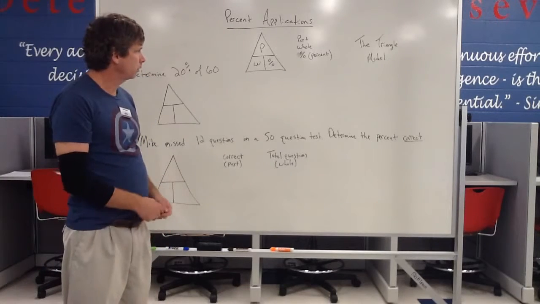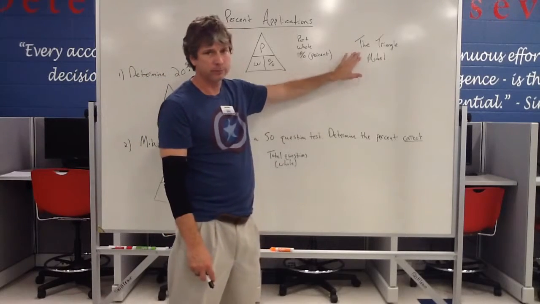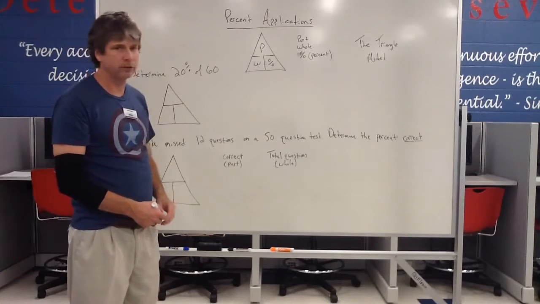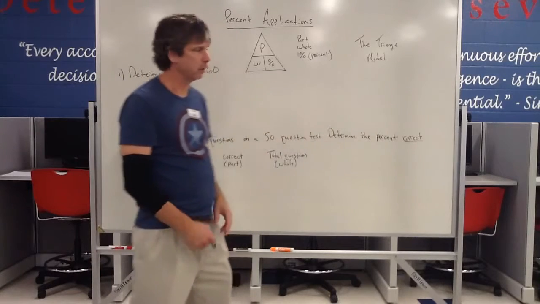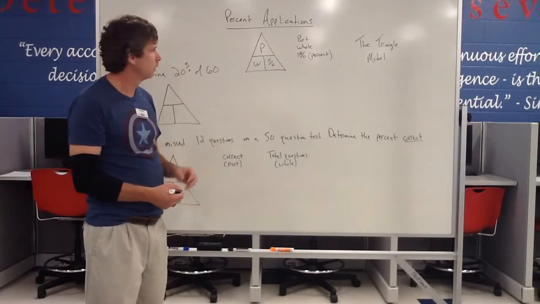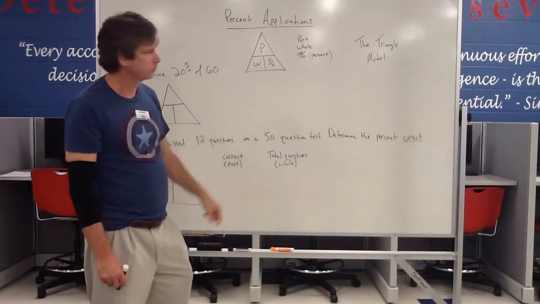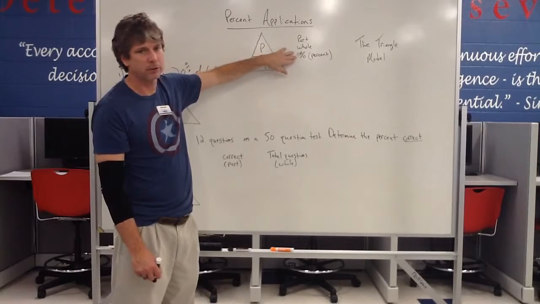What I want to do is use an organizer, what's called the triangle model. The triangle model is used quite a bit, especially in some of the sciences like electricity and things like that. It's a great organizer for some of the relationships that we use. In a percent problem, there are three key pieces: the part, the whole, and of course the percent.